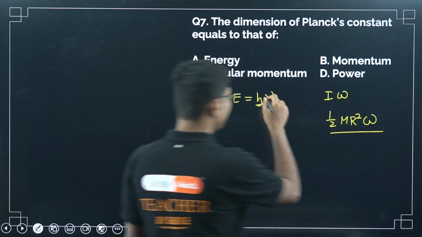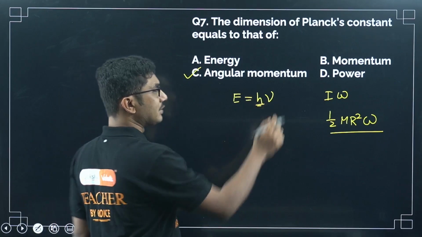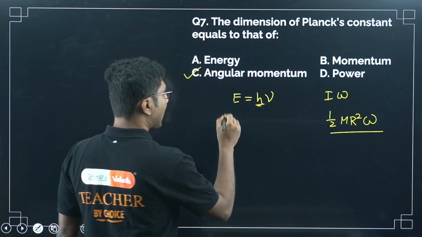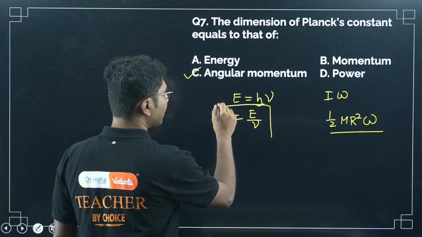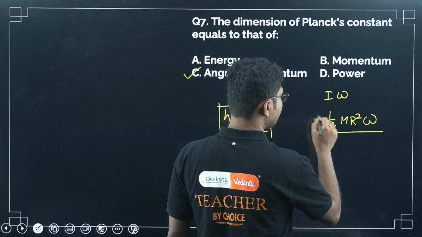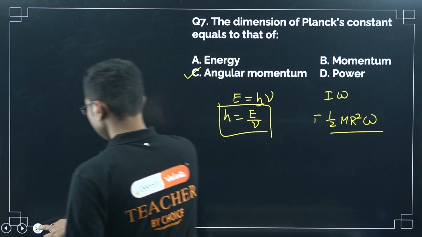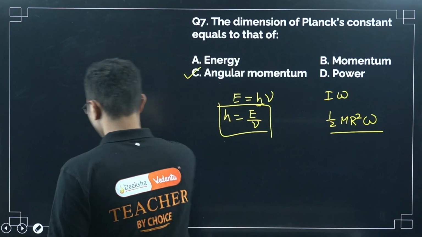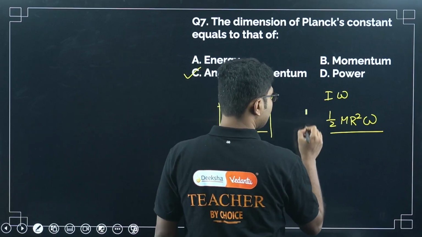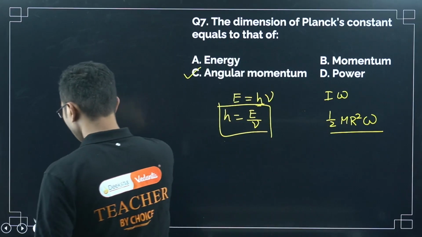If you put in all the units, frequency is 1 by time. So Planck's constant is E by nu. You can find the dimension of this, you can find the dimension of this, and then you can check if they are equal or not.